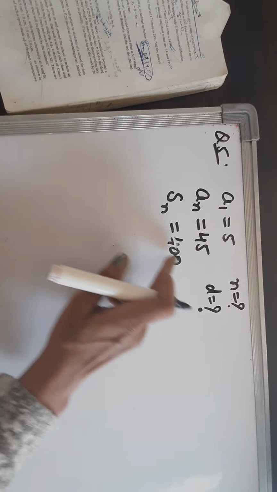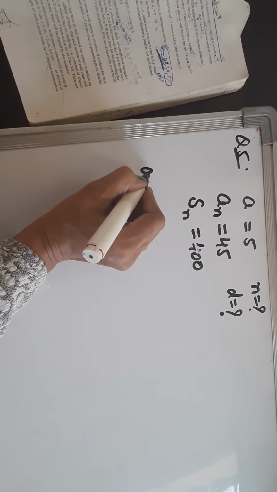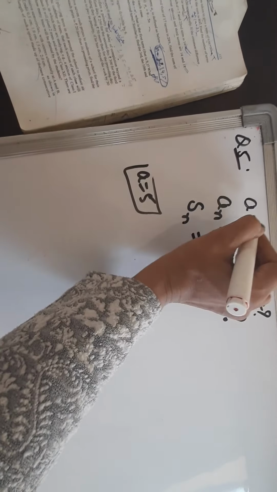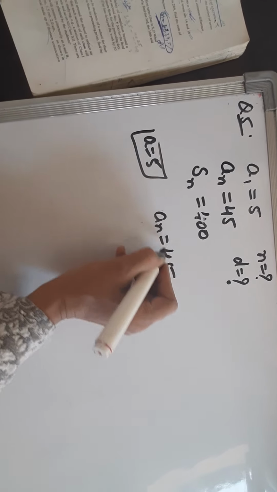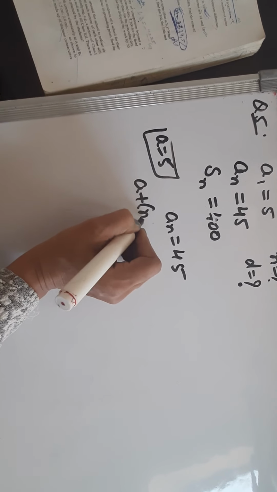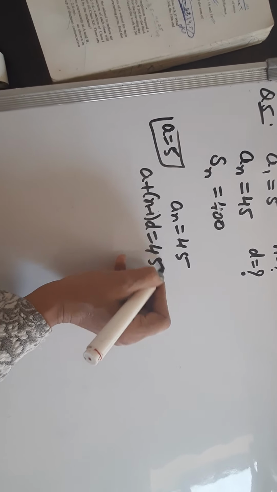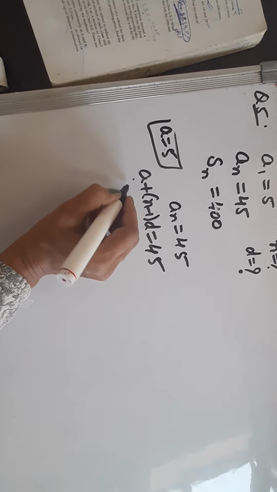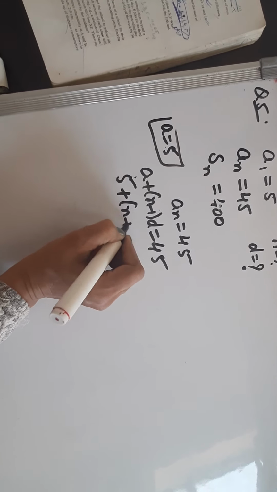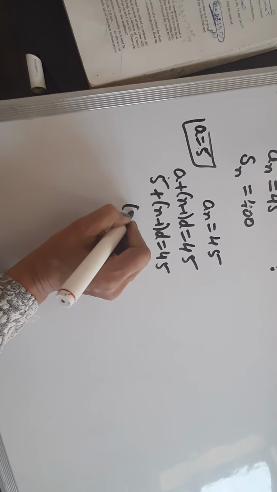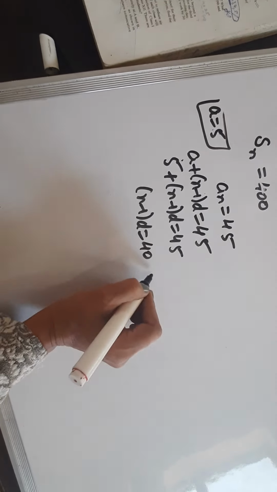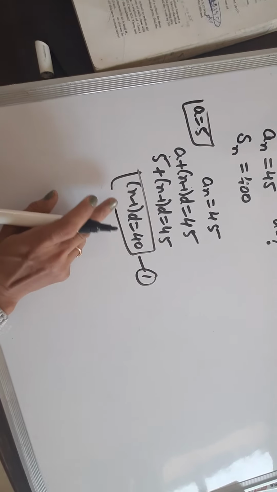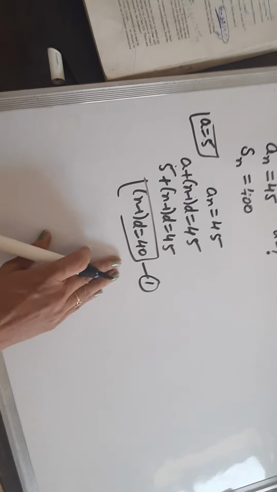So as I told you, always start from the given. First, the first term is given, that means a is given to us, a equals 5. Then the nth term is given to us, then start solving with the nth term. Apply the formula for the nth term, a plus n minus 1 into d is equal to 45. Put the value of a in this: 5 plus n minus 1 into d is equal to 45. So from here n minus 1 into d is equal to 45 minus 5, you will get 40. So this will be our first equation, because we do not have n or d, so we have to leave it as it is.